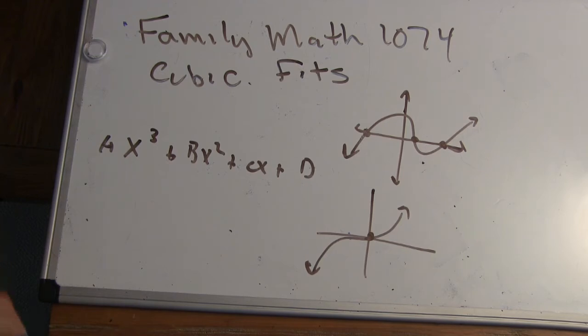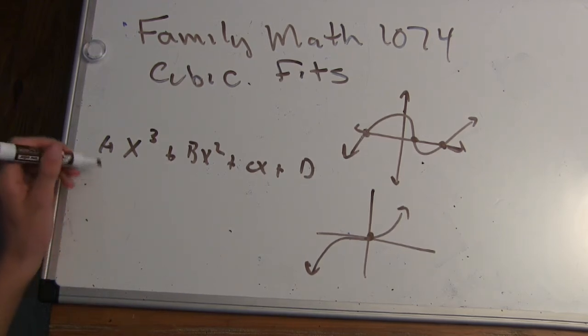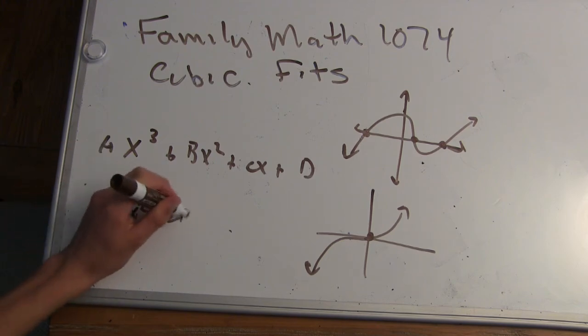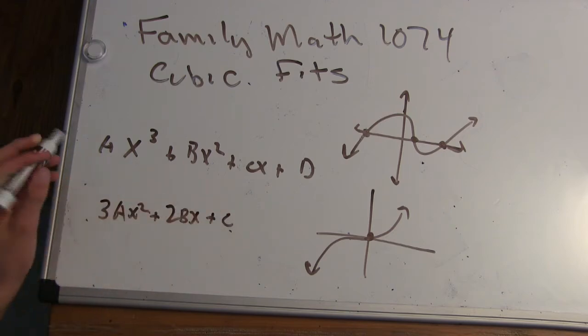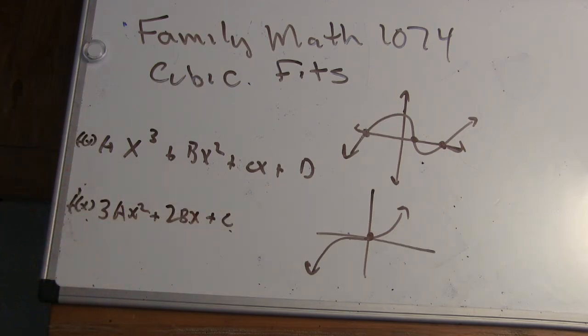Okay. What happens when you take the derivative? So you'd get 3ax squared plus 2bx plus c. This is f of x. This is f prime of x. Okay. So what can you learn from the derivative?